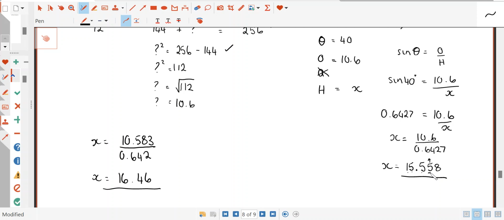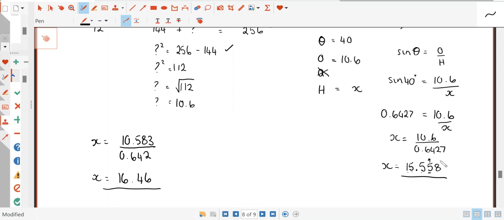Did Alistair round it? Yeah, he did. Not the 10.583. So this one is more accurate, but the divisor is less accurate than yours, right? So who is correct? Both of you. Both of you have the correct answer, just to different accuracies.